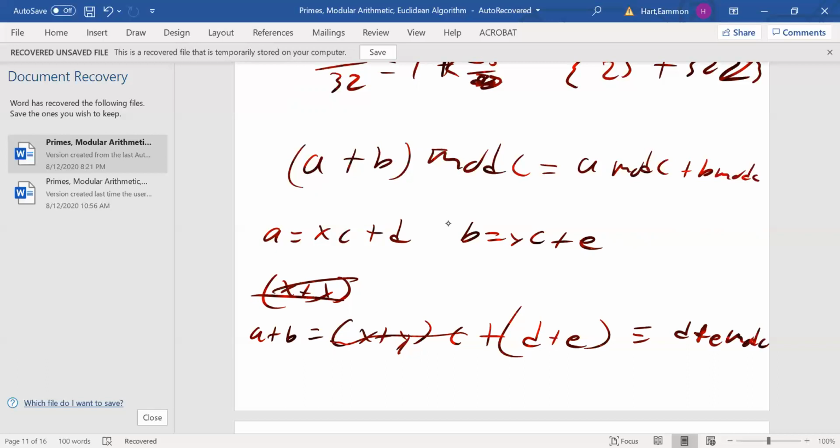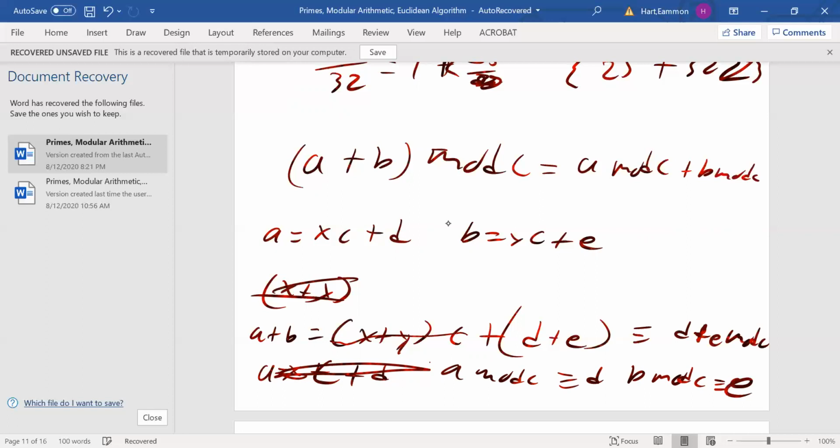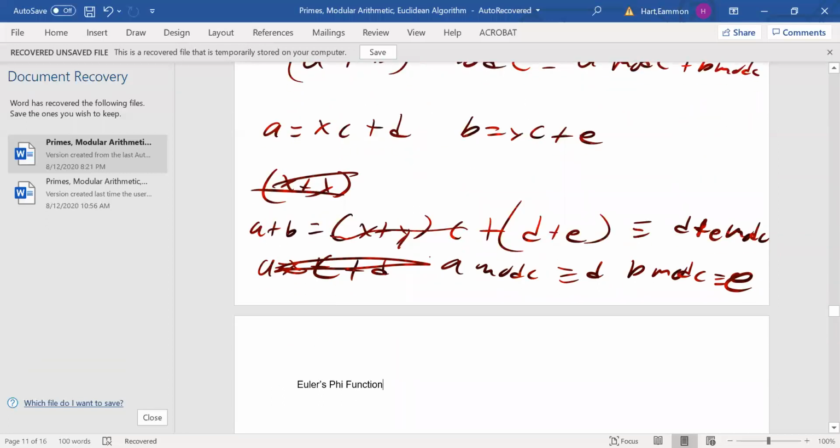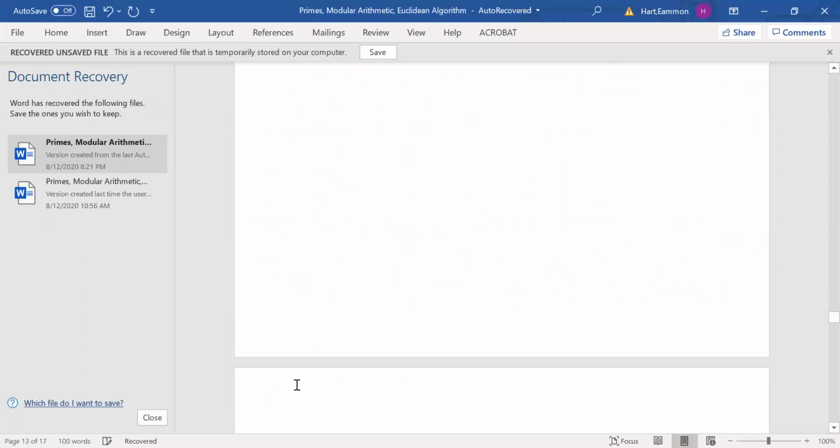And then the same deal here. A is equal to xc plus d, so a mod c is congruent to d. B mod c is congruent to e. So a mod c plus b mod c is going to be congruent to a plus b. So we have a notion of addition still. We also have a notion of multiplication.